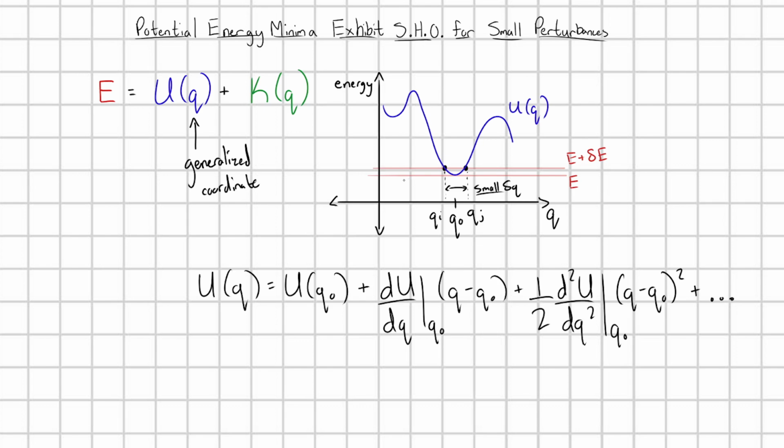Let's go through one term at a time. Now, this first term here, which is just our constant term, right? This is like a constant here. This is just the absolute height of this potential energy minimum, right?